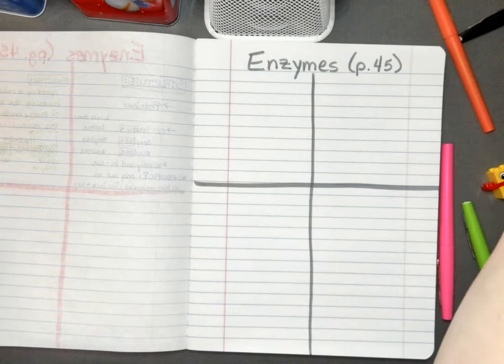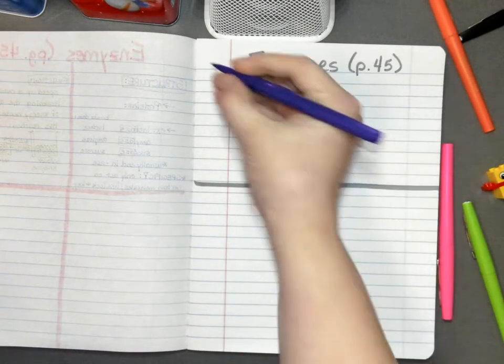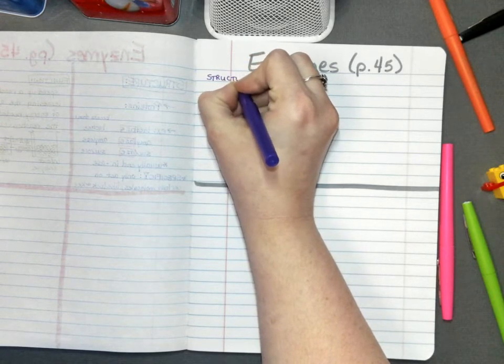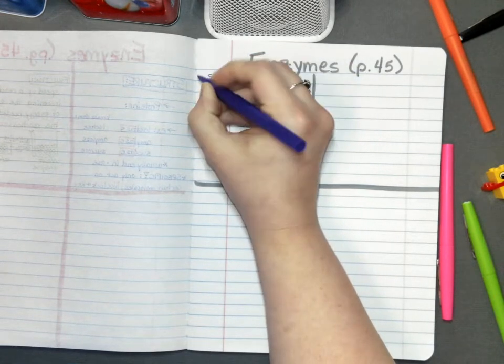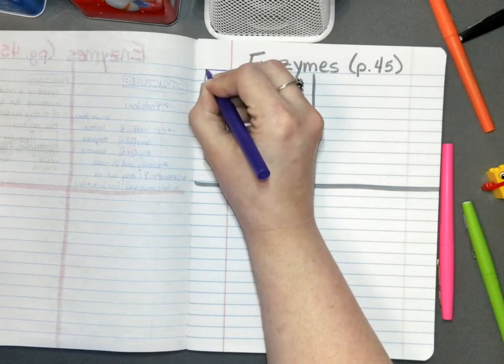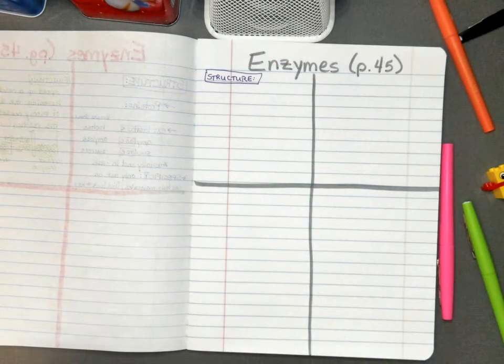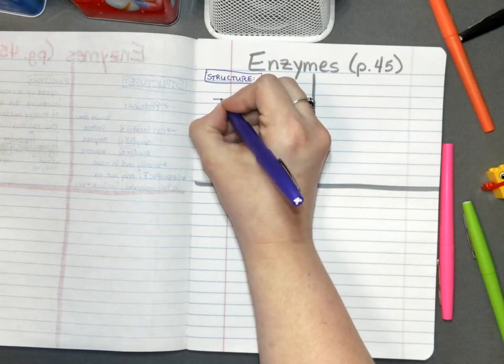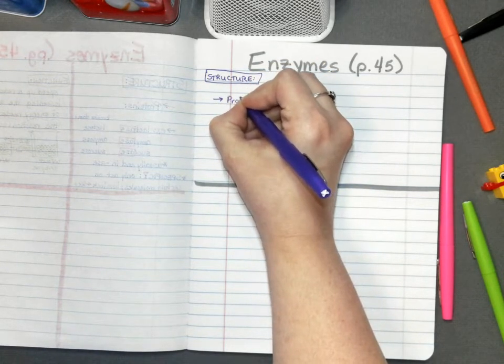So in our first box, let's begin by talking about structure of an enzyme. Now, if we go back to our notes on page 41 in our interactive notebook, we can find out what type of biomolecule enzymes are. So right now, go back and look and see if you can figure out which biomolecule enzymes fit into. If you found out that enzymes are proteins, you are absolutely right.